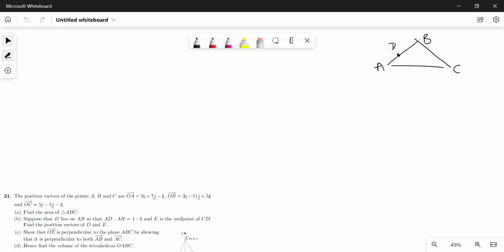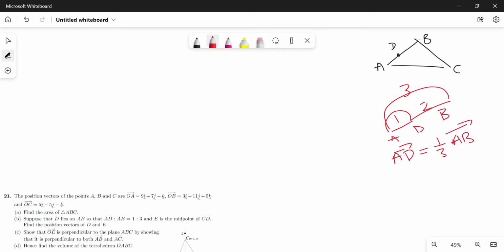Alright, so I've got a bit of a picture going for part B. It says that D lies on AB in the ratio, so AD to AB, not AD to DB, so be careful there. AD to AB is 1 to 3, so AD is 1, but this bit is 3. So you can see that will be 2 there. So AD, we know, is 1 out of 3 of AB. So it's a fraction, a scalar of AB. All right, that might come in handy.